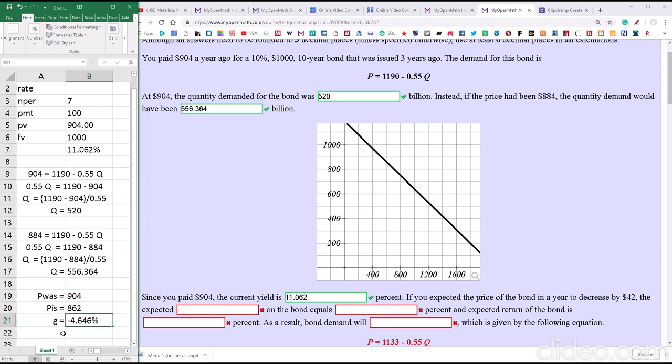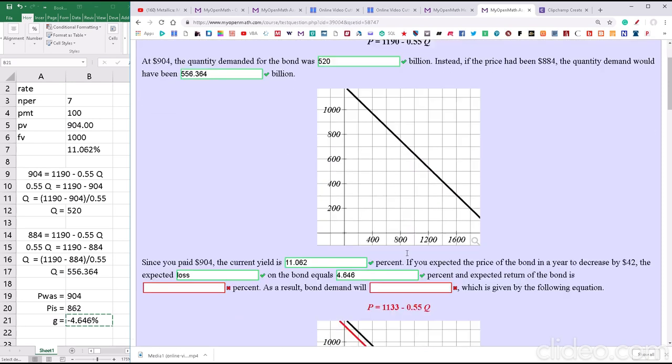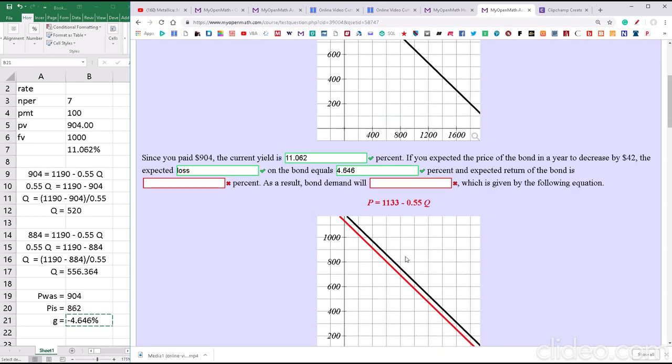And so the gain is a negative 4.646%. So we're going to put in loss here. The expected loss, capital loss, not a capital gain. And because we call it a loss, we give her the negative sign, and then we don't need the percent symbol. And we hit enter. Okay.